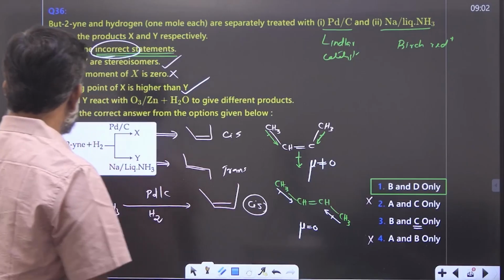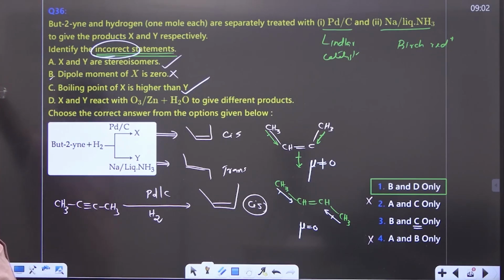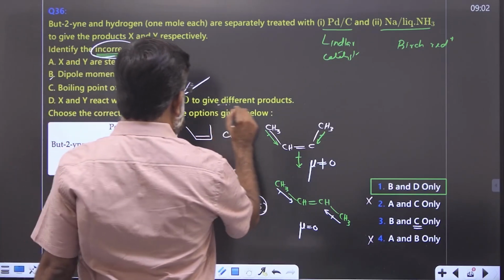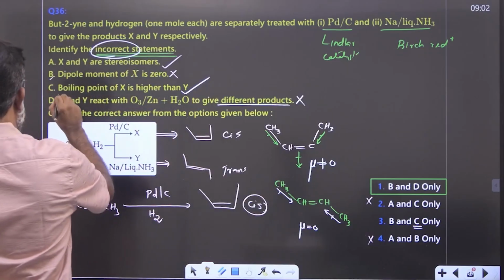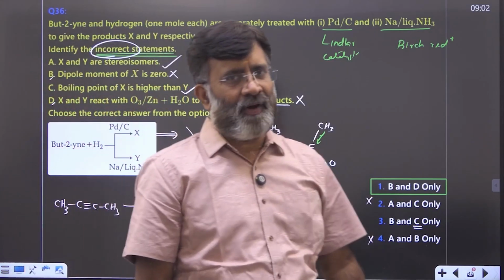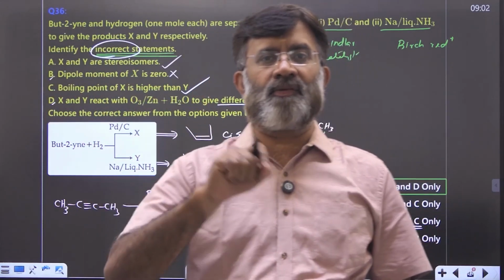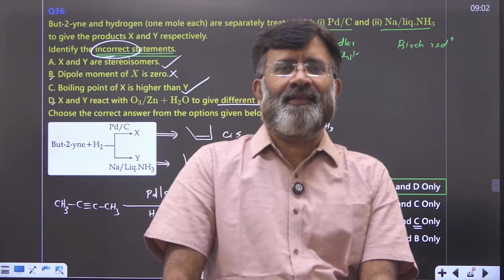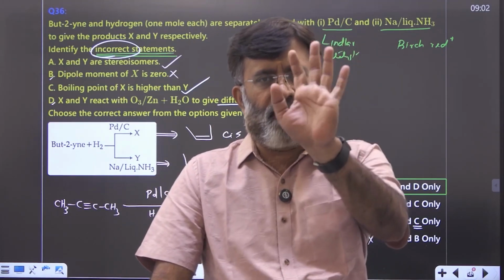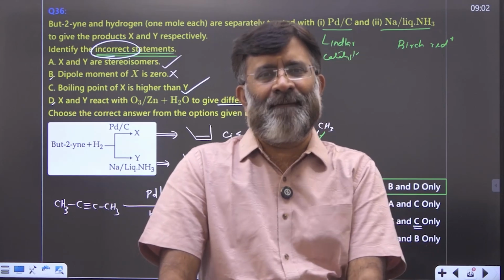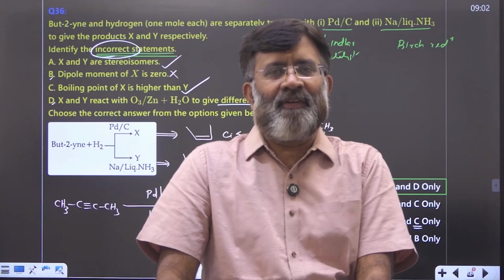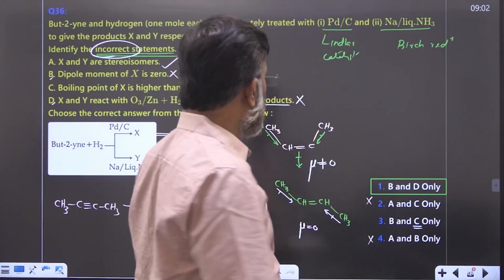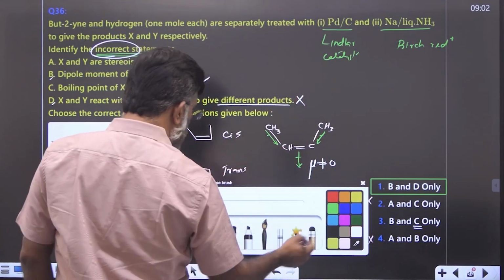What about D? X and Y react with ozone, zinc, water to give different products. No, that's a wrong statement. This is a wrong statement and is part of our answer. Why? Whether you take the cis compound or the trans compound, the cis-trans configuration does not affect the ozonolysis product.